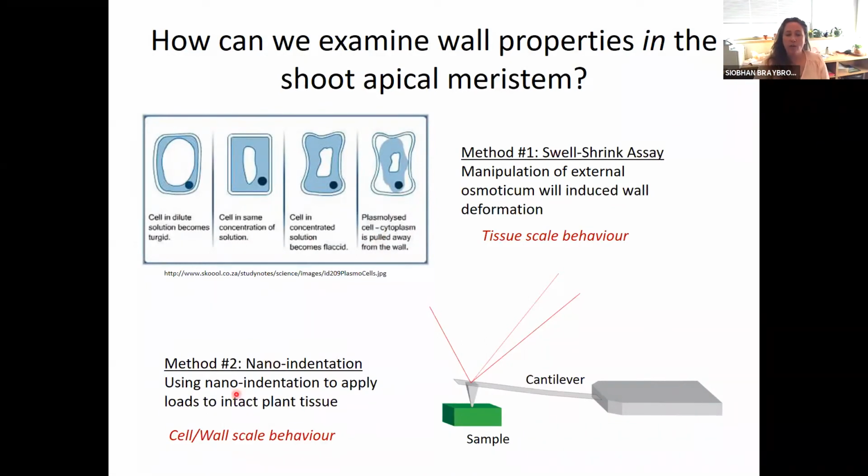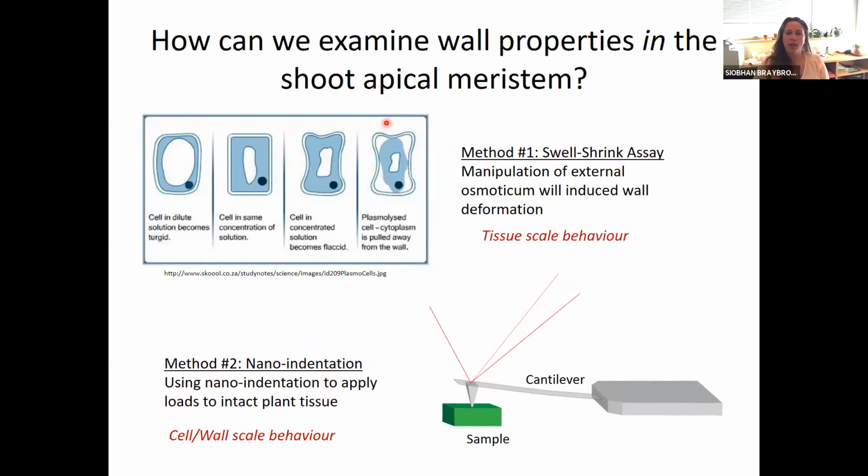And so the other one that is quite common now, I would say, which my group uses, Charlie's group uses this also, we do also use the swell-shrink method, is to use nanoindentation to do tiny, tiny material tests on living plant tissues. And so we're going to look at this as well as an example.